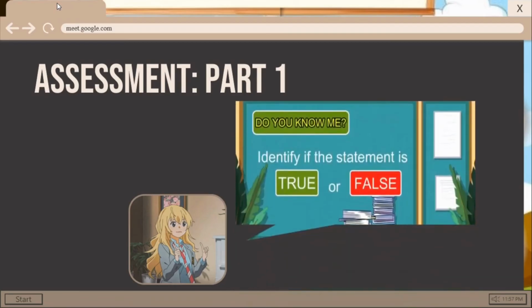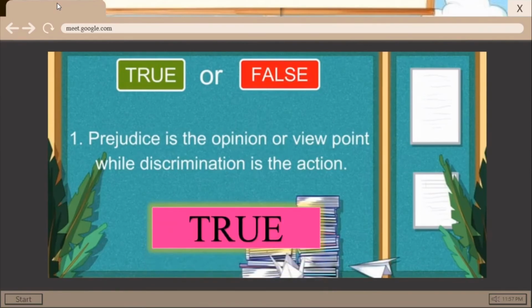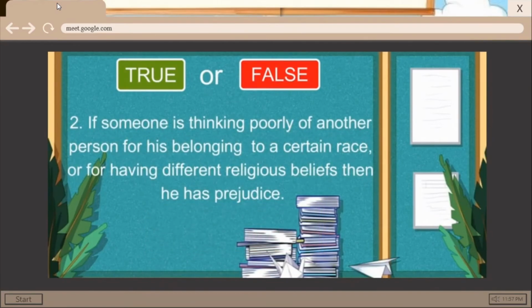Let's begin! For part 1, you have to identify if the statements are true or false. Number 1. Prejudice is the opinion or viewpoint while discrimination is the action. True! Nice! 2. If someone is thinking poorly of another person for his belonging to a certain race or for having different religious beliefs, then he has prejudice. What's your answer?